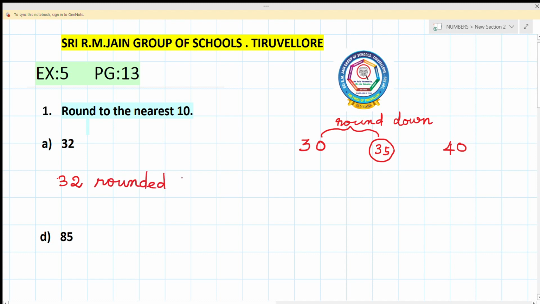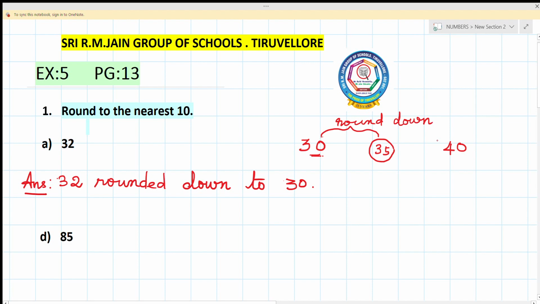30. 32 is rounded down to 30 here. So here we should take the before tens, because the given number lies before the midpoint. So we have to take the before multiple, that is 30. It is the answer. So 32 is rounded down to 30. Here the important words are rounded down or rounded up. Suppose a given number lies after the mid number, we have to round up the number.